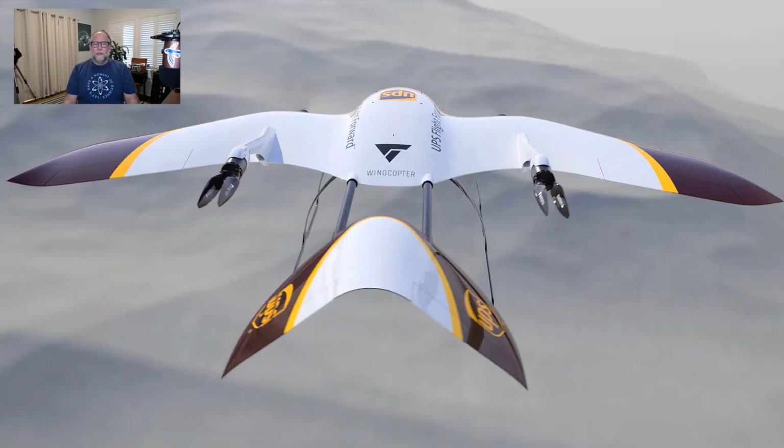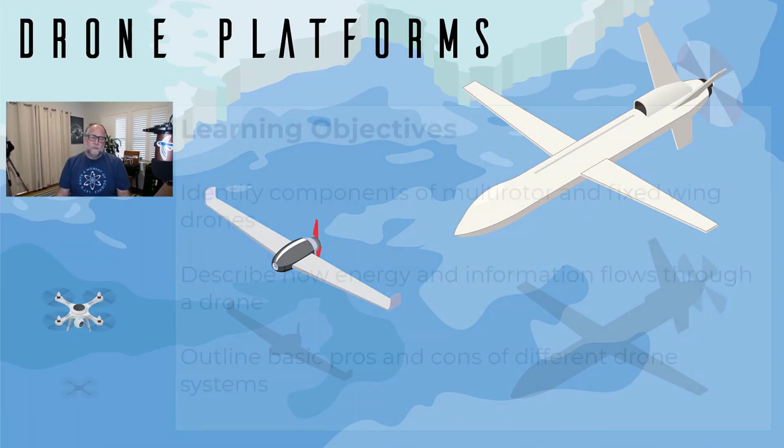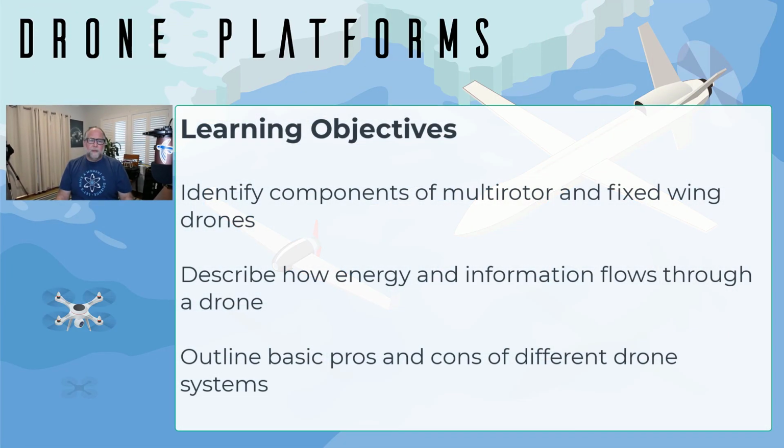Okay, so that's a quick introduction to drone platforms. I hope you're able to identify the different components of both multi-rotor and fixed wing aircraft. You can clearly see now how energy and information flows through those drones, and hopefully you'll be able to outline the pros and cons of those different systems to be able to apply to your particular missions.